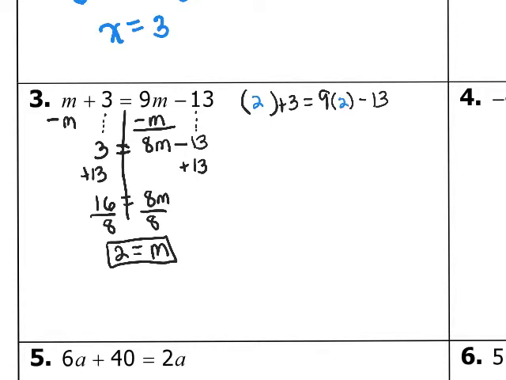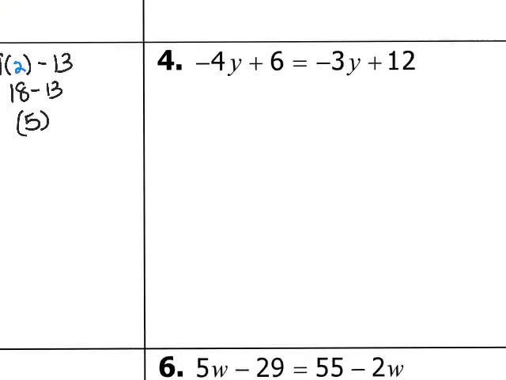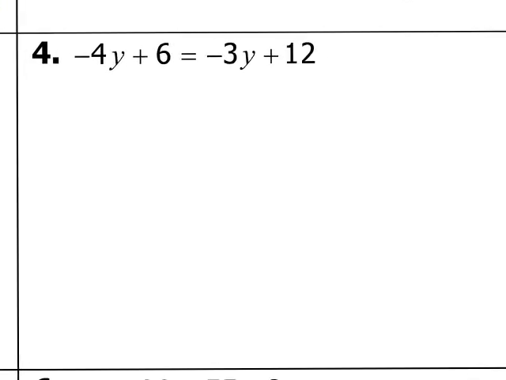So 2 plus 3 is 5, equals 9 times 2 is 18 minus 13, which is also 5. 5 is equal to 5. True statement.